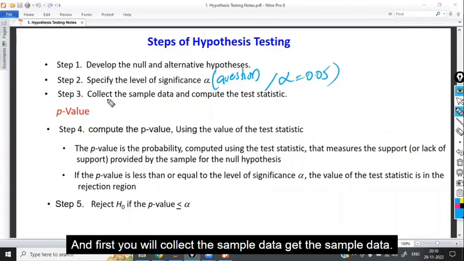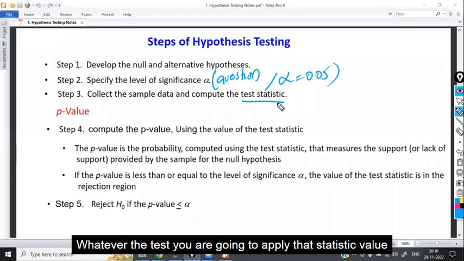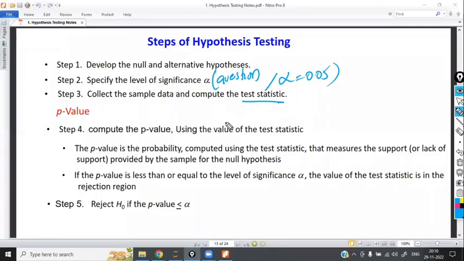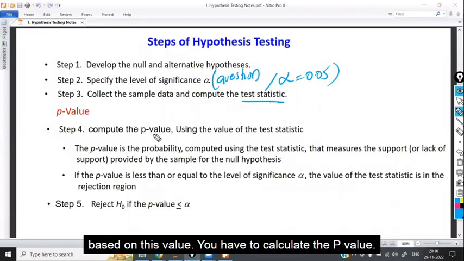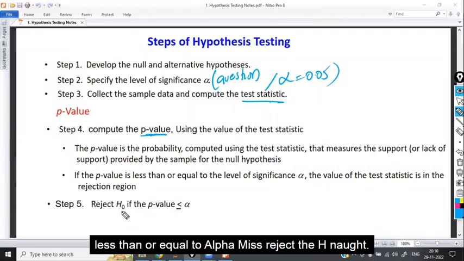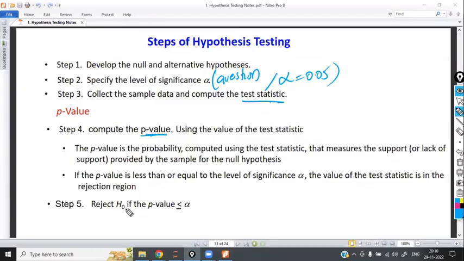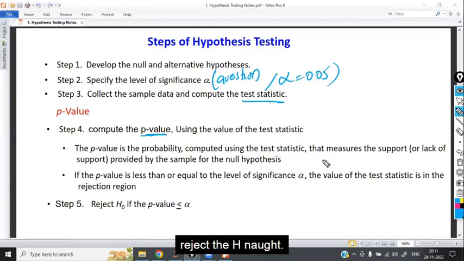And first you will collect the sample data and calculate the test statistic. Test statistic means whatever test you are going to apply, that statistic value, the calculated value, you have to calculate. Based on this value, you have to calculate the p-value. If the p-value is less than or equal to alpha, reject the H0. If the p-value is greater than alpha, do not reject the H0.